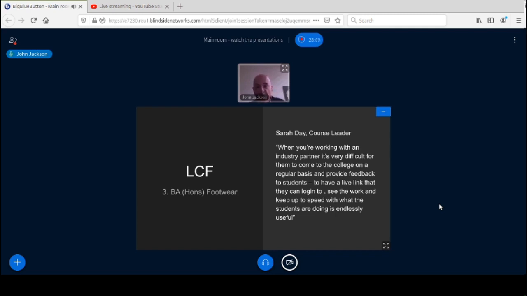And another example here is at LCF, London College of Fashion, where BA honours footwear, which is a cordwainers, an area of LCF, well known for footwear. They are using it and have been using it for some time with their collaborations with industry partners. And the way they're doing that is they're sharing work, thoughts, discreetly by using the long links with people who are then feeding back to their students.